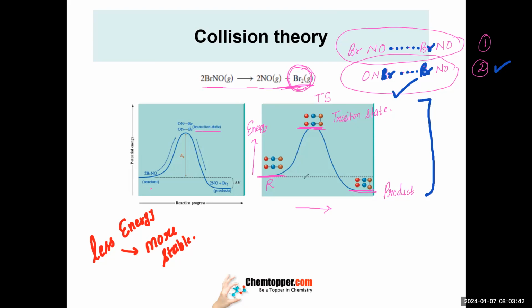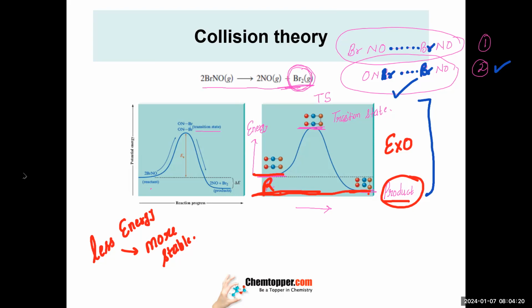So you are saying that this is exothermic reaction. So the product is more stable or the reactant is more stable? Which one is more stable, the product or reactant? Which one has less energy here? The reactant or the product? Which one has less energy, children? The product. And the one which has less energy is more stable.